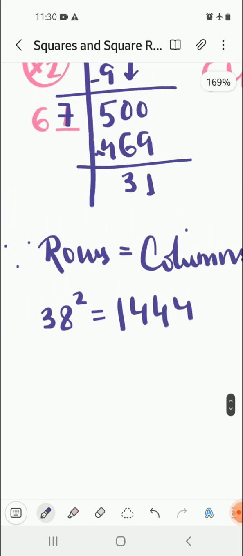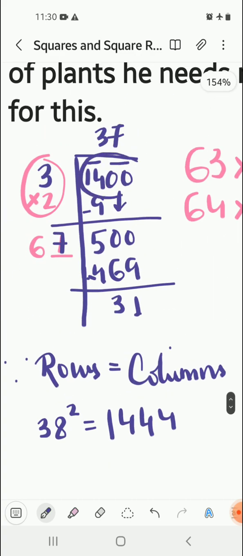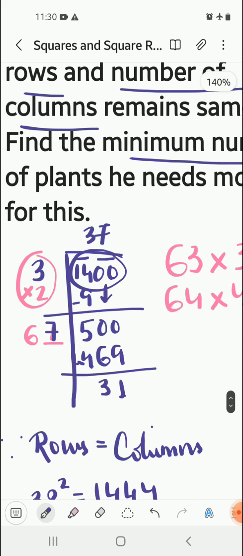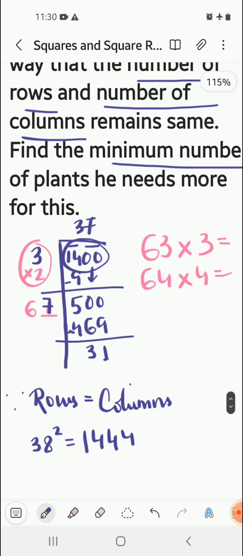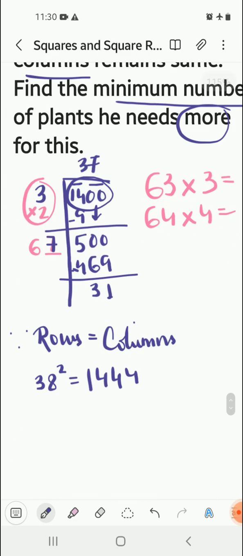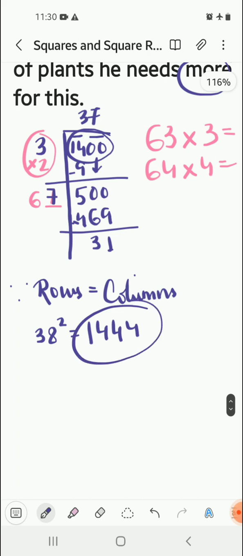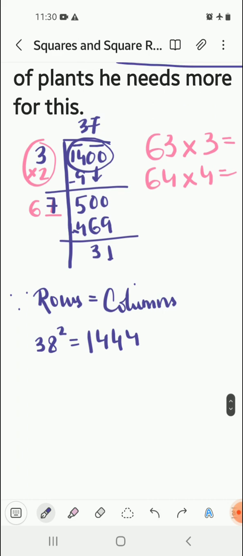The number that we already had in the question was 1400. So we had to find how many more plants we needed. So we need 1,444 plants, and we have only 1400. So we need 44 plants more. So that is what we have to write over here.